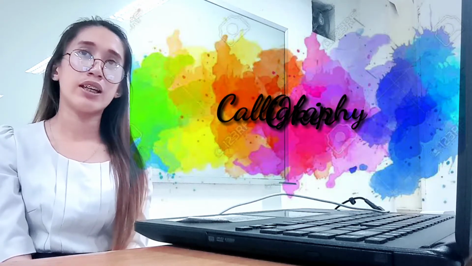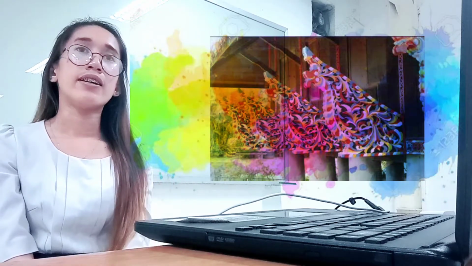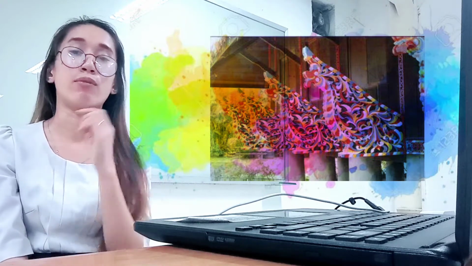Next example is the ikir. If you notice, it is more on designs, more on geometric designs, and more on patterns. So in Islamic arts, there's an absence of figurative representations.